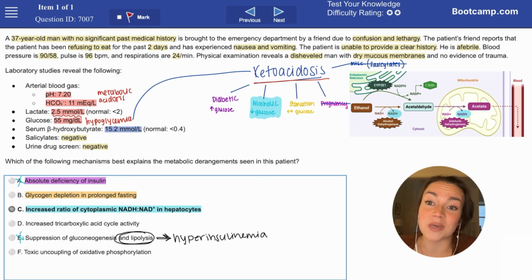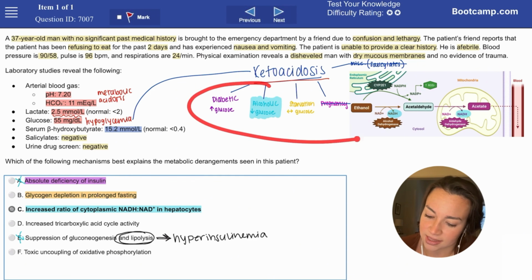All right, answer choice B, glycogen depletion in prolonged fasting, is representative of starvation ketoacidosis. Like we said, in starvation ketoacidosis, we shouldn't see hypoglycemia. Other processes like gluconeogenesis and ketone metabolism should be keeping our blood sugars in check. Hypoglycemia is unique to alcoholic ketoacidosis among these differentials.